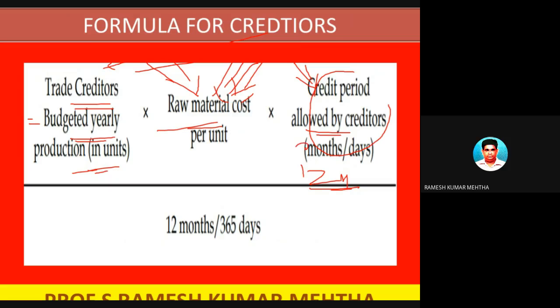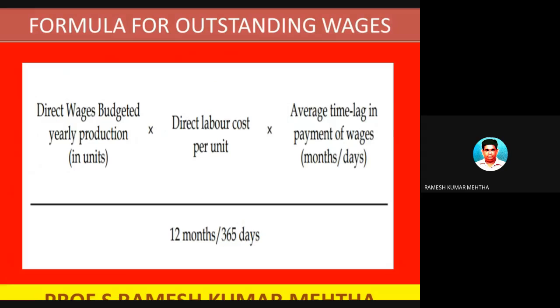So we have to take how much is the time allowed by the creditors, either in months or days. If you're taking months here, you have to take months here. If you're taking days here, you have to take days here. If you're given weeks here, you have to take weeks in the denominator. So we will derive this formula also. Next, if you go further into the balance sheet, on the liability side under current liabilities, you will find outstanding wages.